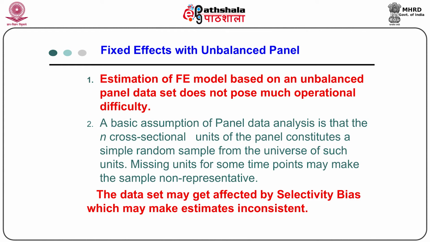Now, estimation of the fixed effect model based on an unbalanced panel data set does not pose much of a problem. One of the basic assumptions of a panel data set is that the n cross-sectional units of the panel constitute a simple random sample from the universe of such units, and missing units for some times may make the sample non-representative. The data set may get affected by selectivity bias, which may make the estimates inconsistent. So, you may end up with a situation of selectivity bias, and that may result in inconsistent estimates of the parameters.